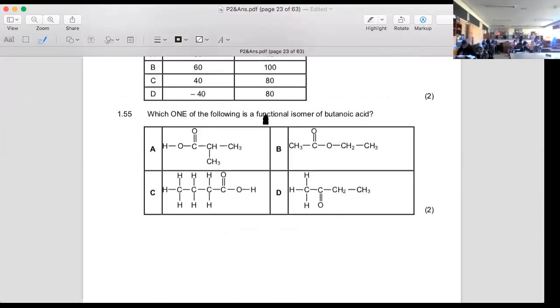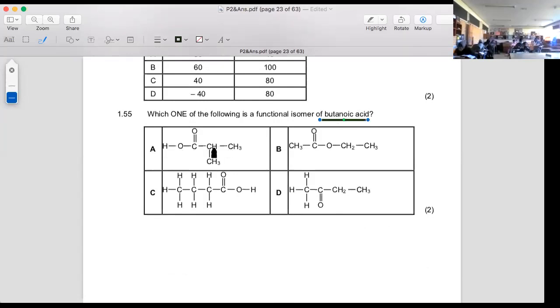Which one of the following is a functional isomer of butanoic acid? Come on, guys. We just said it. A goldfish would answer this question. I might not be able to answer it, but a goldfish could. Because less than 5 minutes ago, we mentioned oic acids and esters are normally functional isomers. So butanoic acid is 4 carbon. Let's have a look at this. 1, 2, 3, 4 carbon.